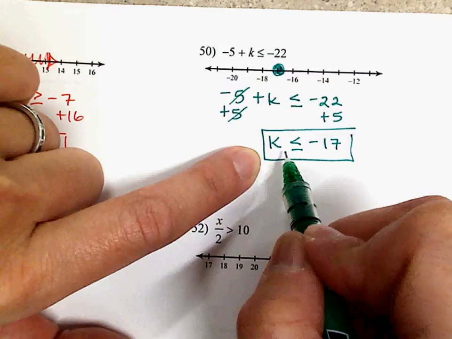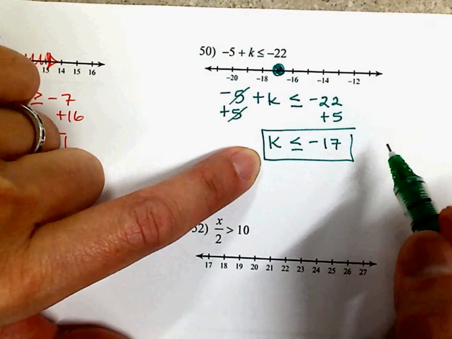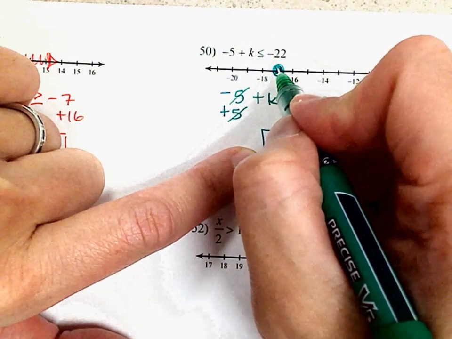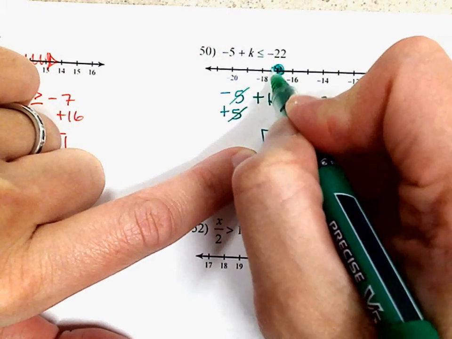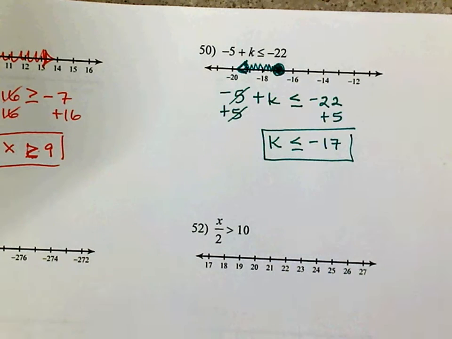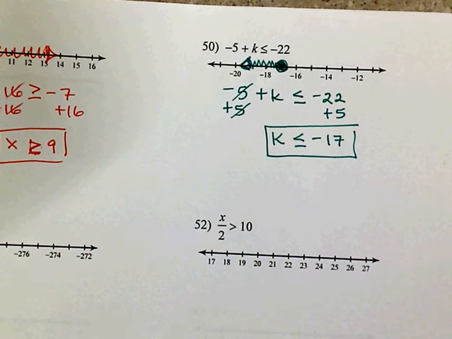That's a he. Okay, he, not a she. K is less than. Which way is less than? Left or right? Left. Okay, left. Very good. Okay? You guys are doing good.